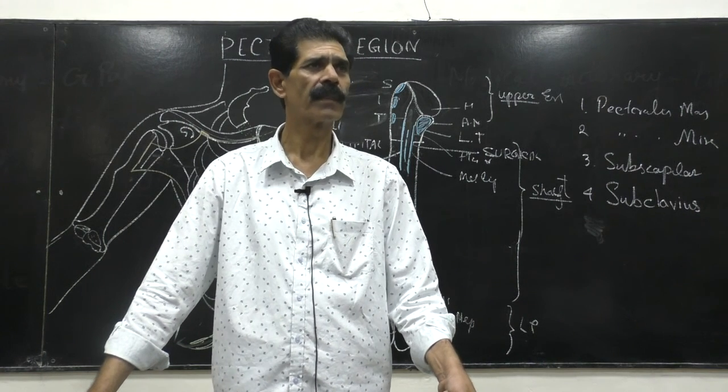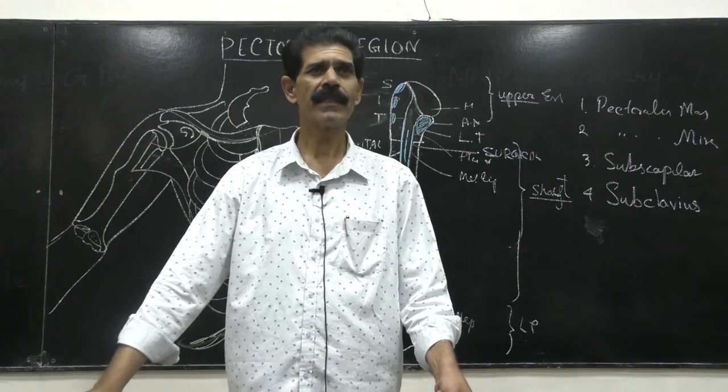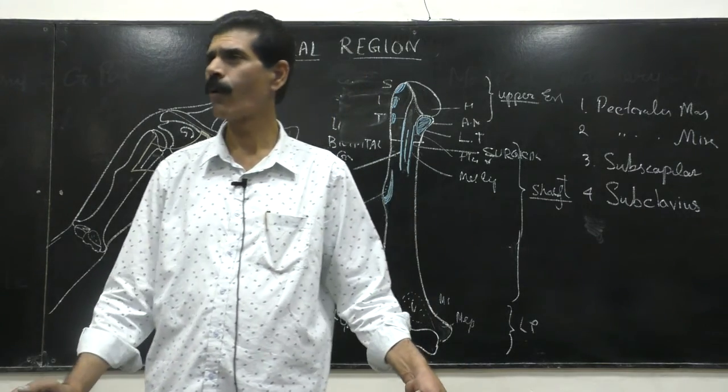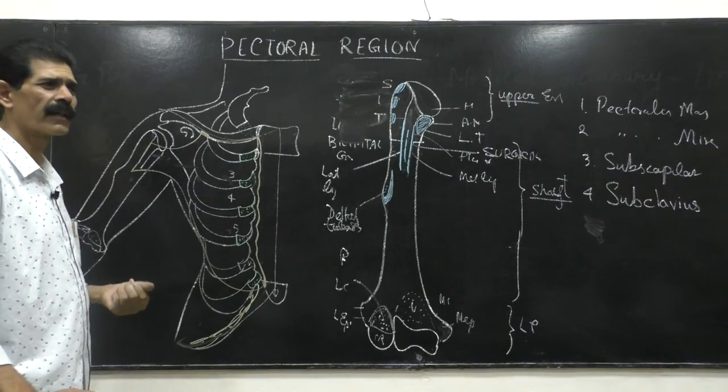So that is the pectoralis major. The second muscle we will do is the pectoralis minor. As the name suggests, it is minor. It is small, chota. So that is called pectoralis minor.